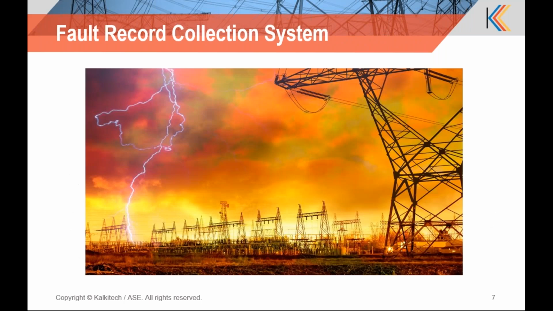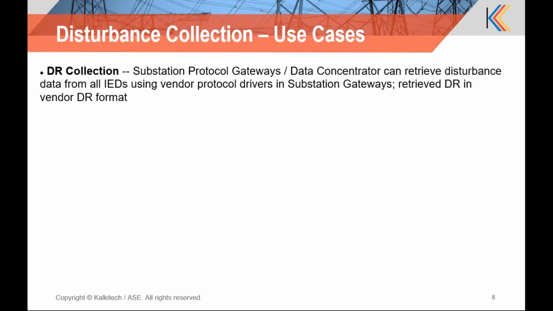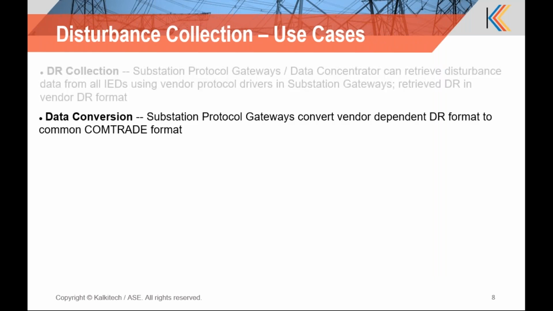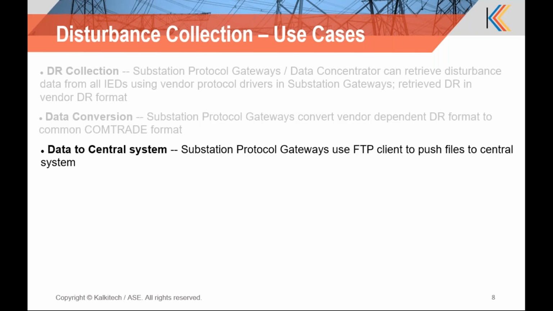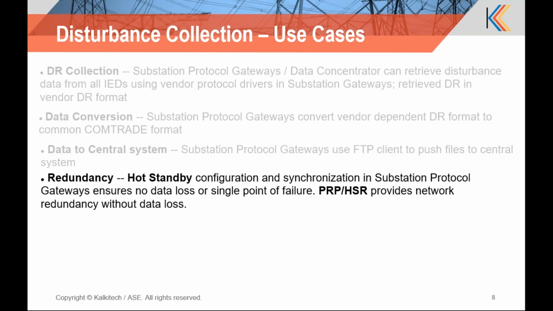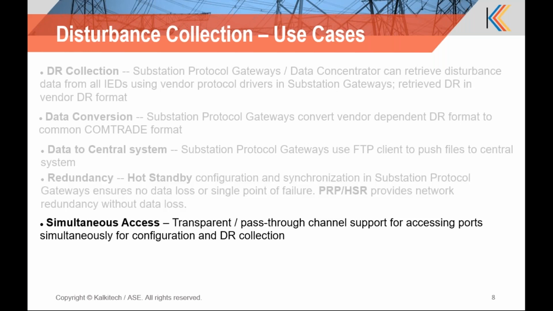Record collection system. The key use cases under disturbance collection are: disturbance collection using multiple protocols from multiple devices, data conversion from the DR format to the COMTRADE format, then sending data to the central system using file transfer protocol, hot standby, and PRP/HSR support for coping with network losses.